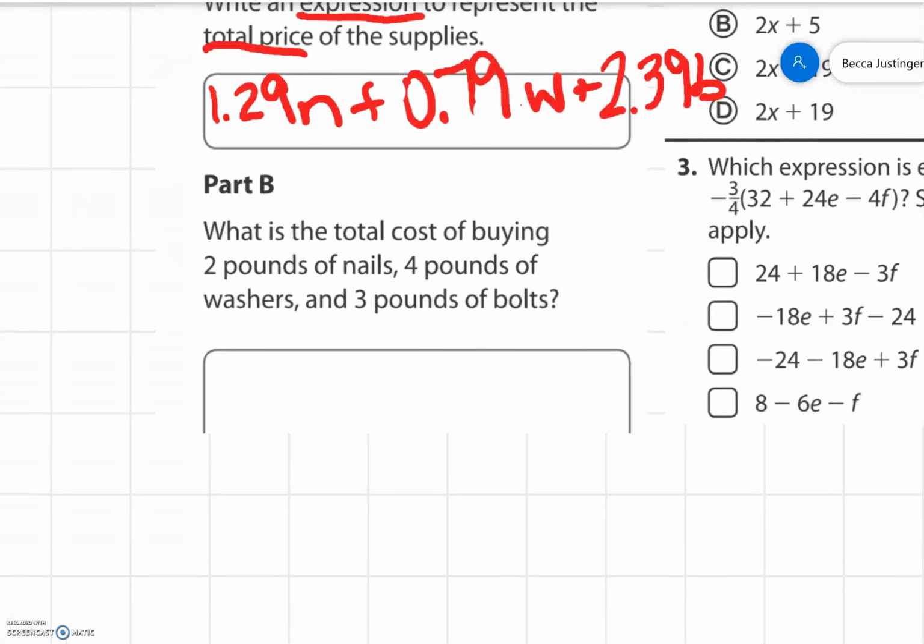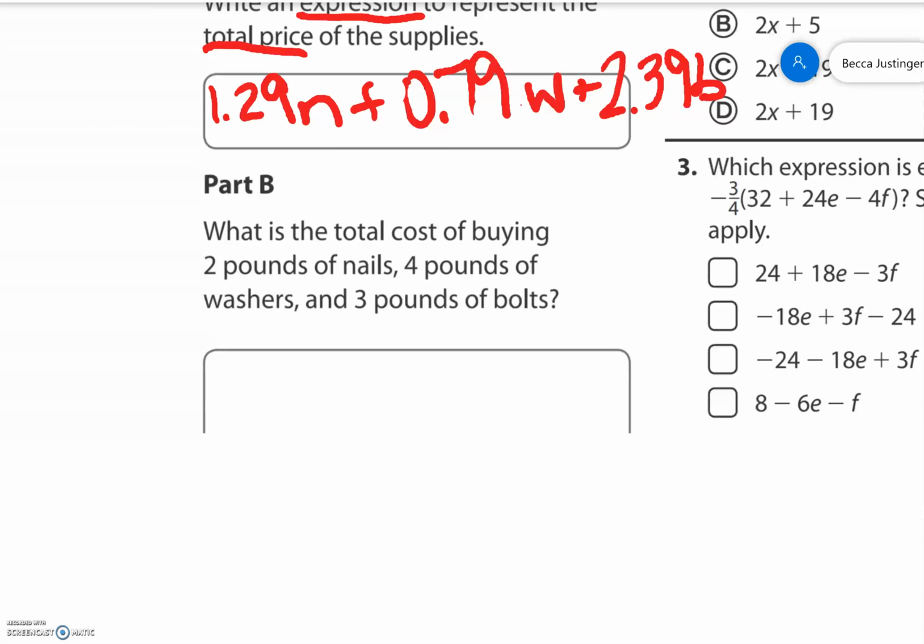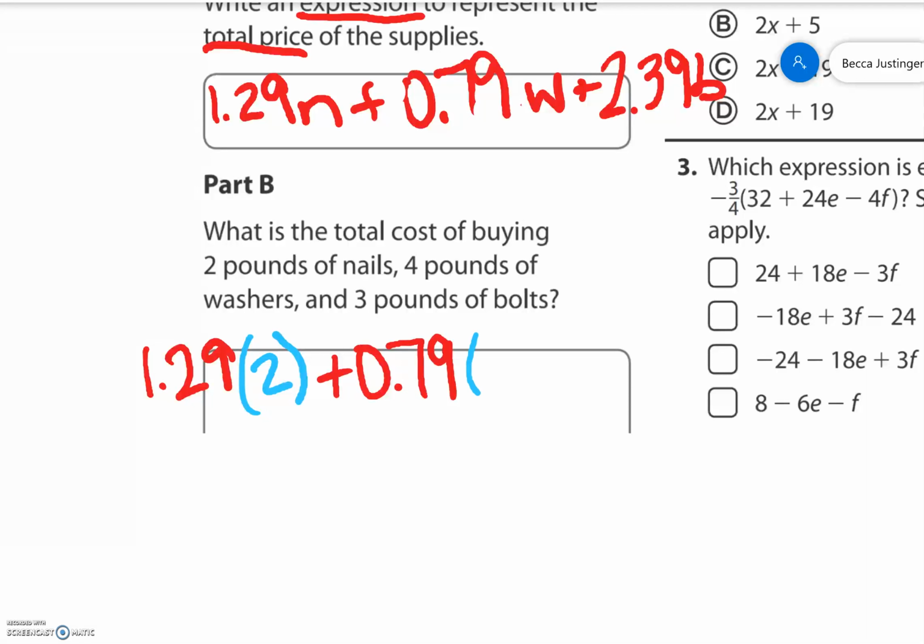Part B, what is the total cost of buying 2 pounds of nails? So I'm going to rewrite my expression, but instead of N, I'm going to put 2, plus 4 pounds of washers, so 0.79 instead of W, I'm going to put 4, and 3 pounds of bolts, so 2.39, and instead of B, I'm going to put 3. So now I follow my rules of PEMDAS. I have to do all the multiplication first.